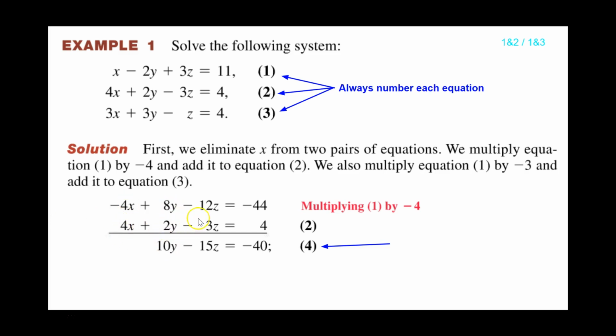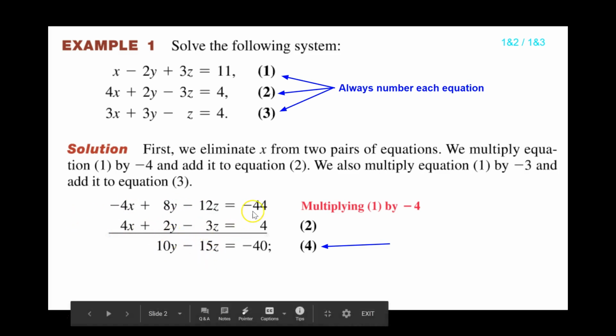8 plus 2 is 10. -12 plus -3 gives -15. Then you add these two together, -40. So this will now be our new equation 4. I just eliminated the x's and I'm left with now just y and z.